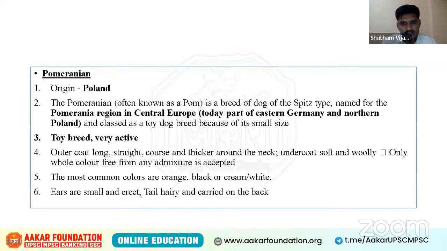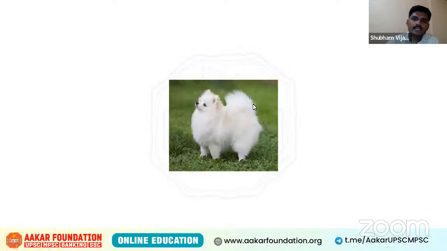Then ears. The ears of this animal are small and erect. Tail is hairy and carried on the back. Here you can notice this is the tail, and the tail can be carried on the back. This is the Pomeranian dog breed.